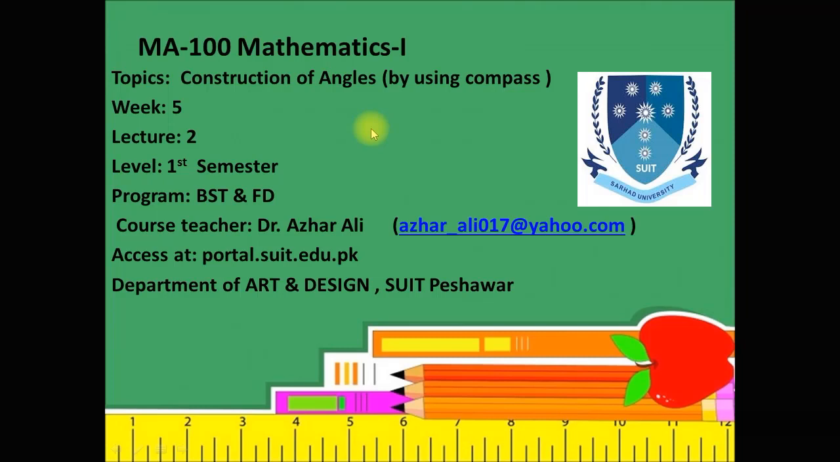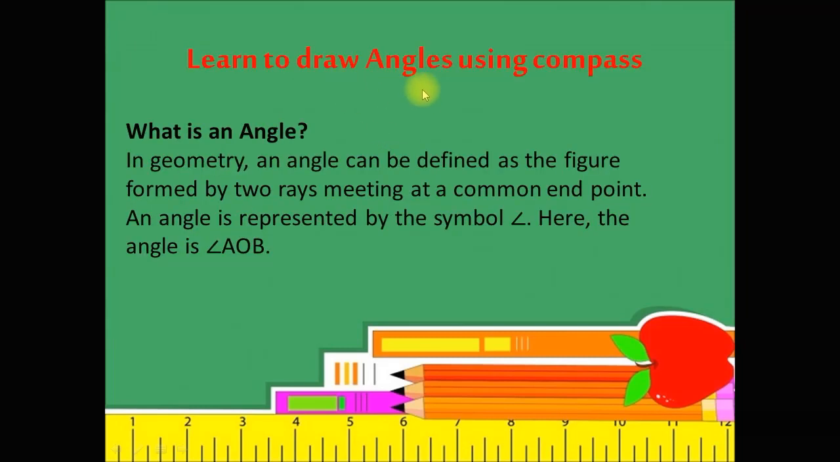So before starting to construct angles, first of all I would like to tell you the definition of an angle. What is an angle? In geometry, an angle can be defined as the figure formed by two rays meeting at a common endpoint. An angle is represented by this symbol. In the next slide you will see an angle AOB.